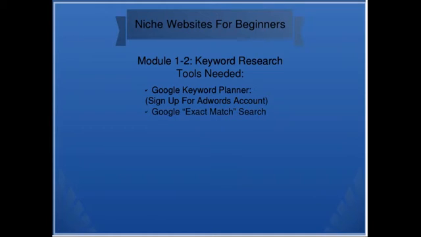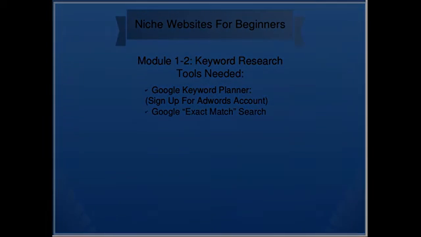The Keyword Planner itself will give you an idea of the volume of monthly searches for any given keyword, and then the Google Exact Match search will give you an idea of the competition. This is a fairly addictive process, so you have been warned. But let's go ahead and dive right into it.